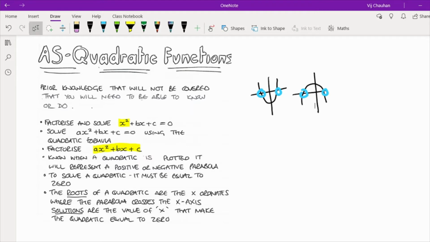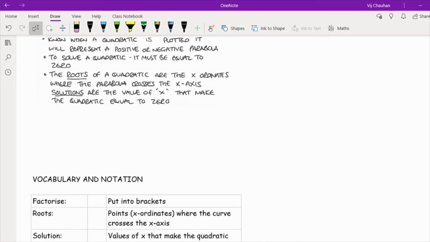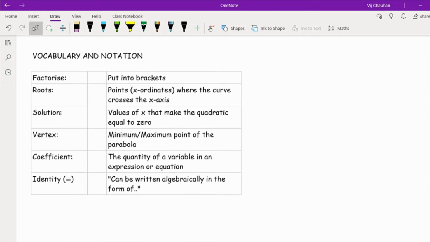Continuing from that, if we just move on to some of the vocabulary and notation that you should know. When you see the word factorise, that simply means put into brackets. Roots, as I've mentioned, is when your quadratic equation is relating to a graph. It is where the curve crosses the x-axis. The solution is, when you've got a quadratic that doesn't refer to a graph, then the solution would be the values of x that make it equal to 0.